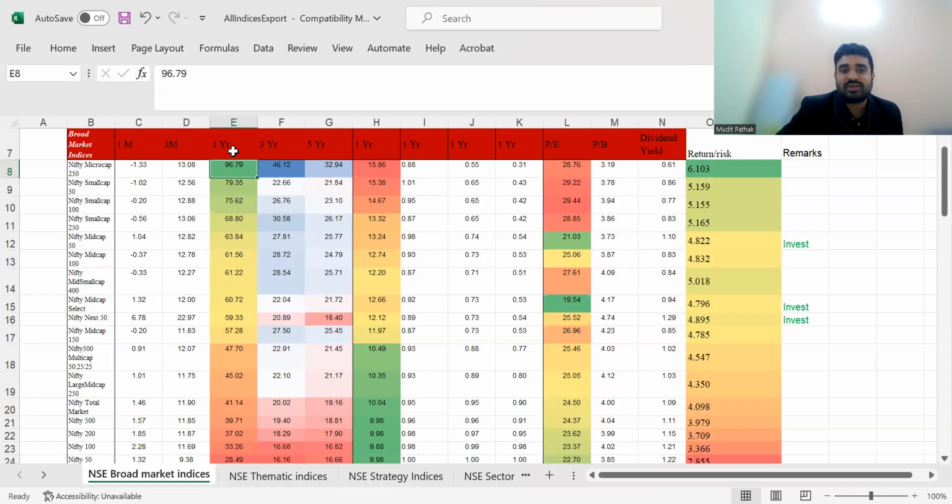You can see how the broad market indices have performed in one year. You can see Nifty Micro Cap 250 giving as high as 96.79% returns. Almost, you have doubled your money in one year if you had followed this index. You will ask me, how can we invest in this index? You can go to the NSE website and download the fact sheet. I can do it for you live in this session itself.